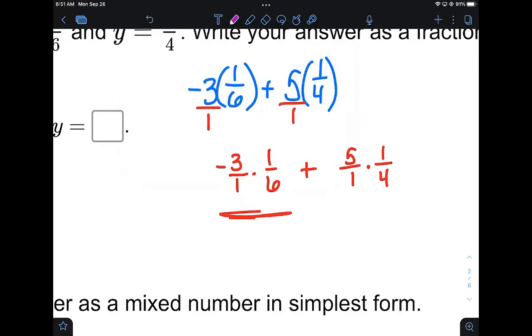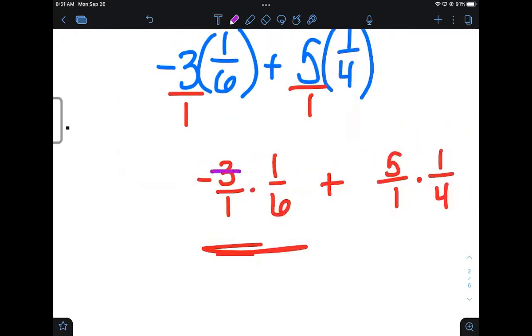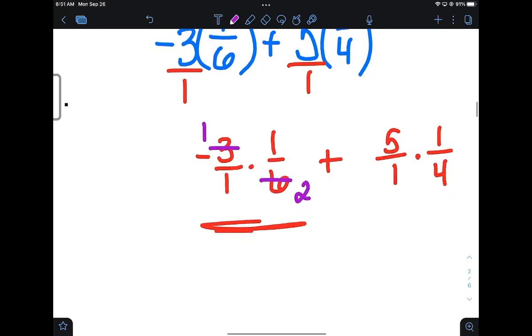Austin, can you tell me what cancels here? That's exactly right. 3 goes to itself once and it goes into 6 twice. Once we finish the problem, you can go, okay? So on top, we've got 1 times 1, or actually negative 1 times 1. And on bottom, we've got 1 times 2. So this is just going to be negative 1/2.